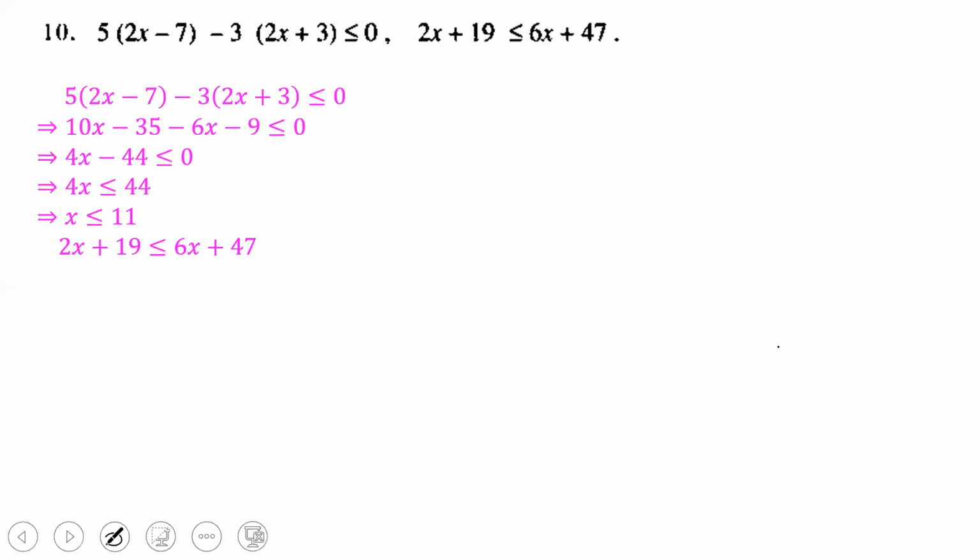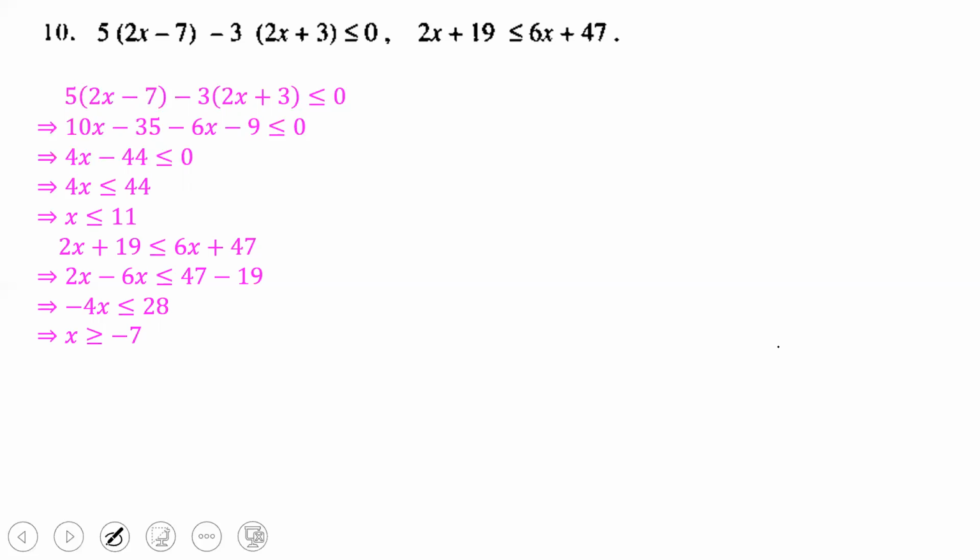So 2x plus 19 less than equal to 6x plus 47. This is the second inequality. So 2x minus 6x less than equal to 47 minus 19. So you will find minus 4x less than equal to 28 and ultimately x is greater than equal to minus 7. Since I'm dividing this inequality by a negative number, the sign will change.